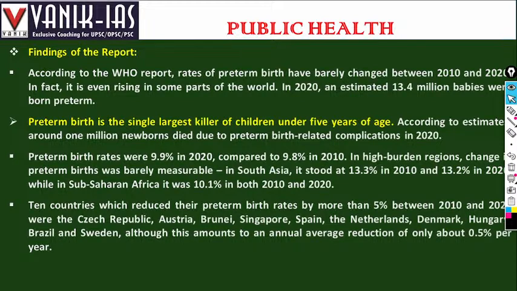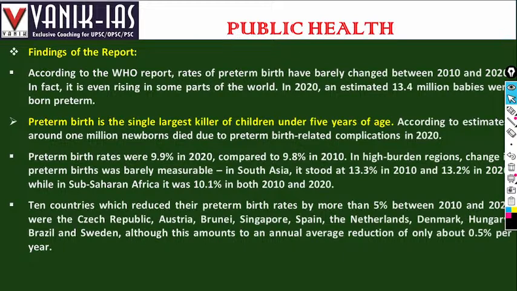In high burden regions, change in the preterm birth rate was barely measurable. In South Asia, it stood at 13.3% in 2010 and 13.2% in 2020. So hardly a 0.1% fall in the preterm birth rate in South Asia in 10 years. That means tangible action has not been reflected in any tangible achievement. Although steps have been taken by the government, the tangible result is not visible in this particular domain, because within 10 years the actual fall is very small, the real fall in the preterm birth rate.